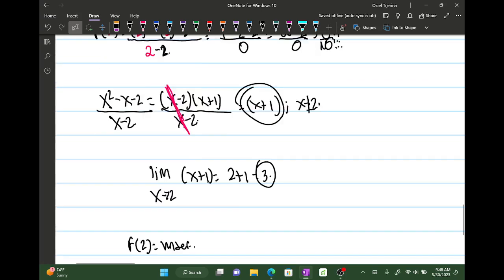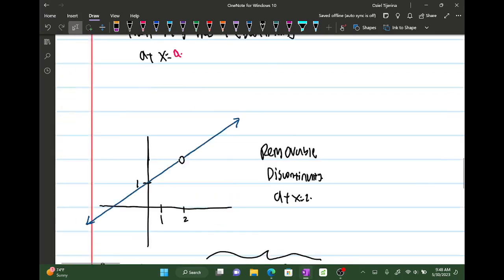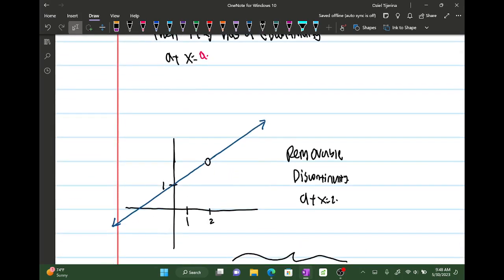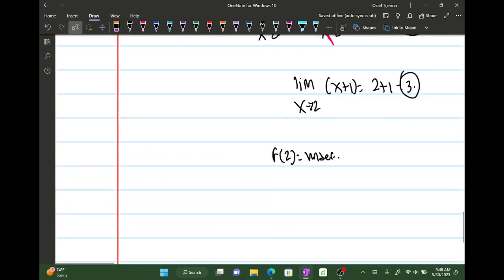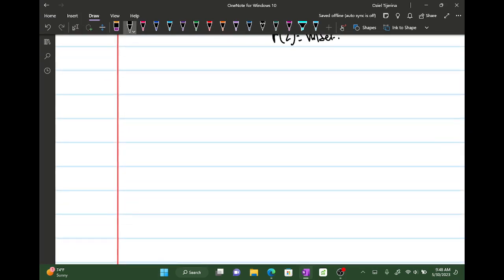So that is one type of discontinuity. Now, what would happen if I said, well, it's not defined here, but it's defined over here? It would still be a removable discontinuity. Although f of x exists, let's do a little bit of another kind of sketch here.